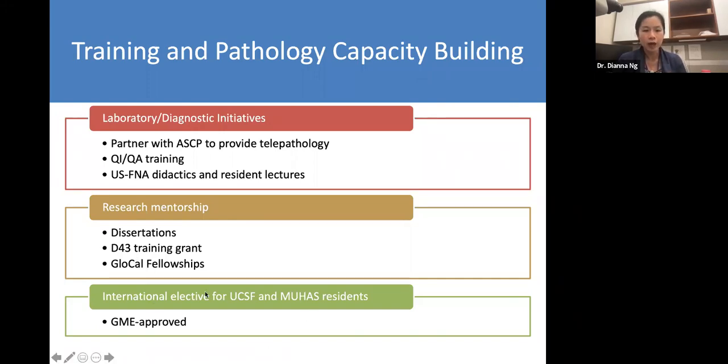And then also something that I helped set up for pathology residents is essentially an exchange program where we had MUHAS residents going to UCSF and UCSF residents going to MUHAS. This has clearly been paused since the pandemic, but despite leaving UCSF, I made sure that it was sustainable. And once the pandemic is over, UCSF residents and MUHAS residents can continue the exchange program. It is GME approved, so it does count as a sanctioned elective for UCSF residents.